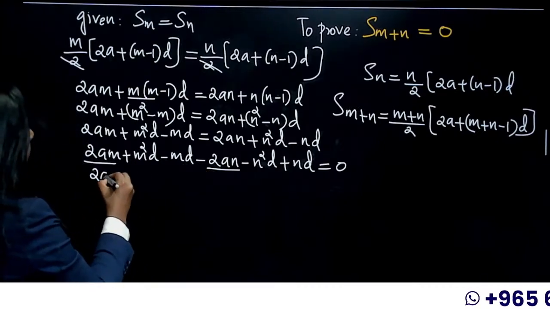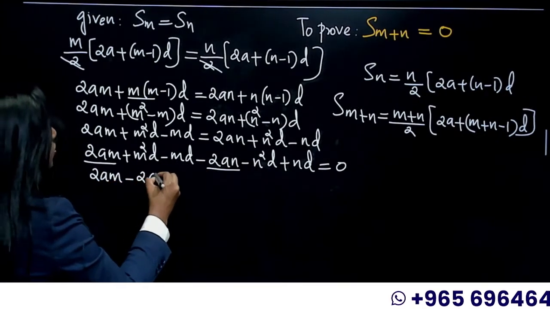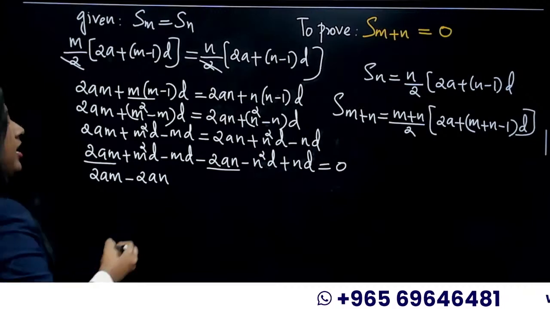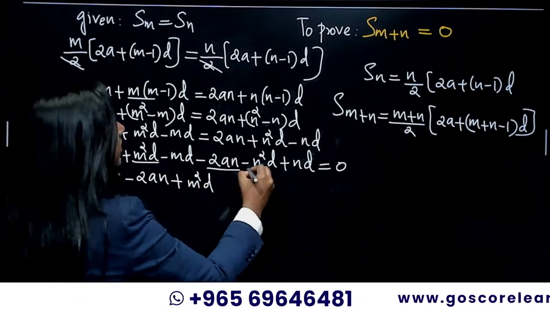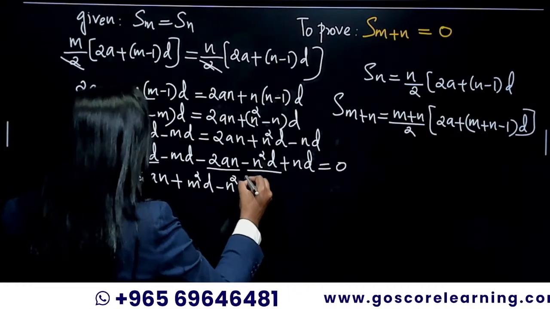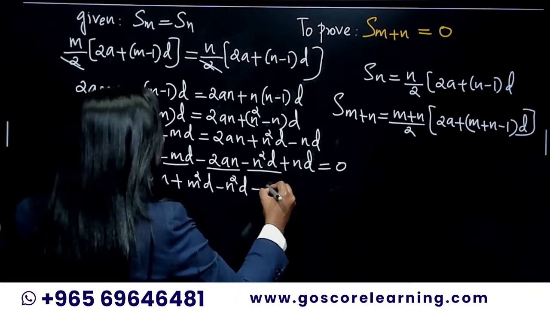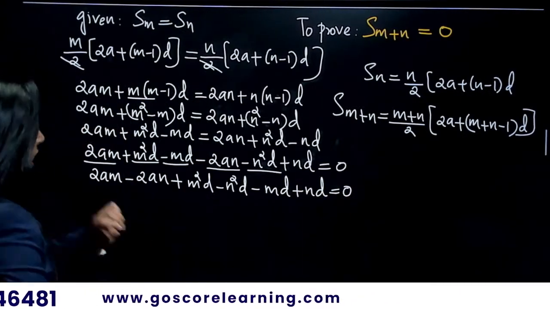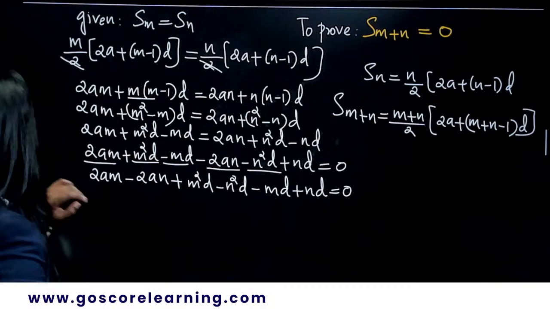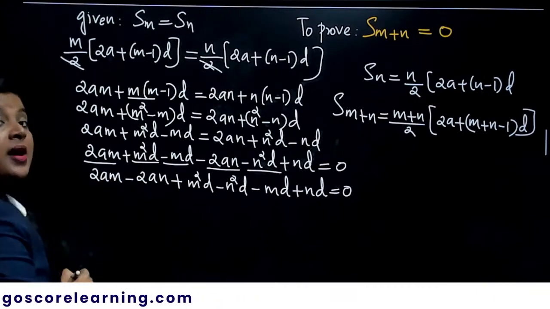So I have 2am and minus 2an. I wrote them together, plus m square d I have, and I have an n square d, minus n square d, then minus md plus nd is equal to 0. Okay, is equal to 0. And 2am and minus 2an.